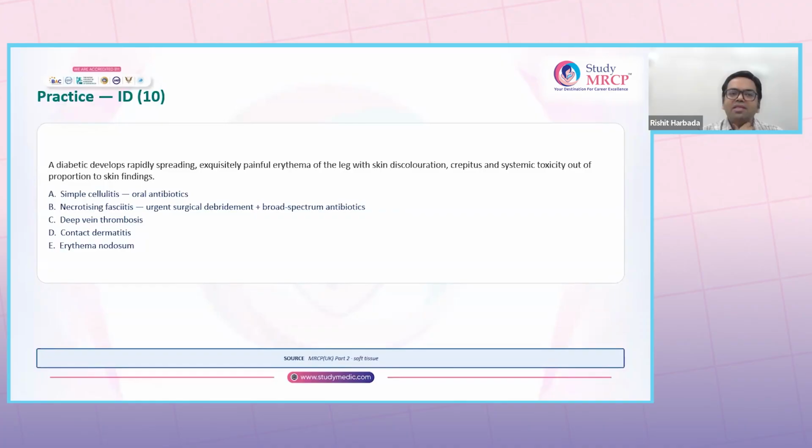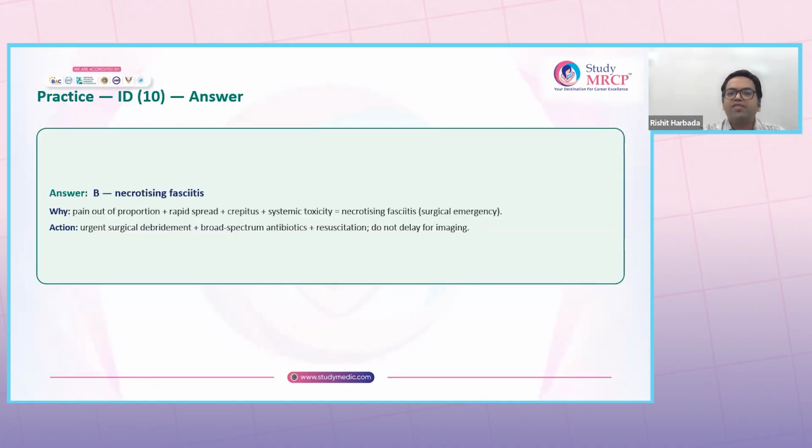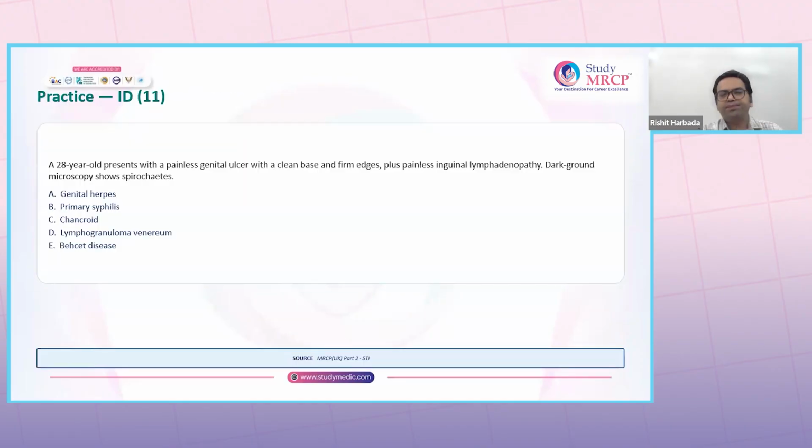Okay. Next is a diabetic who develops rapidly spreading extensive painful erythema on the leg with skin discoloration, crepitus, and systemic toxicity out of proportion to skin findings. The diagnosis here is necrotizing fasciitis, and immediate surgical decompression should be done. We do not wait.